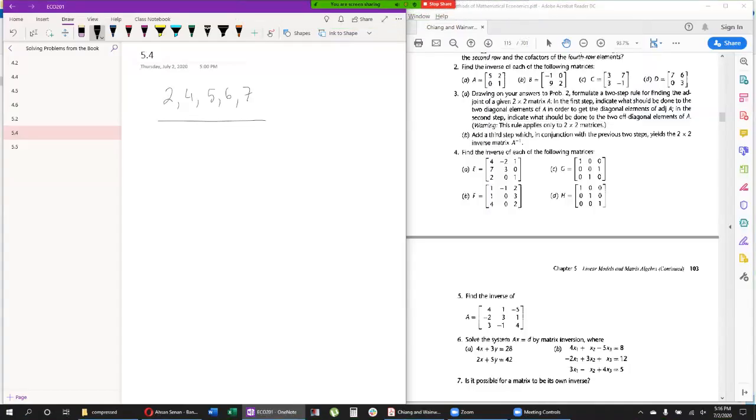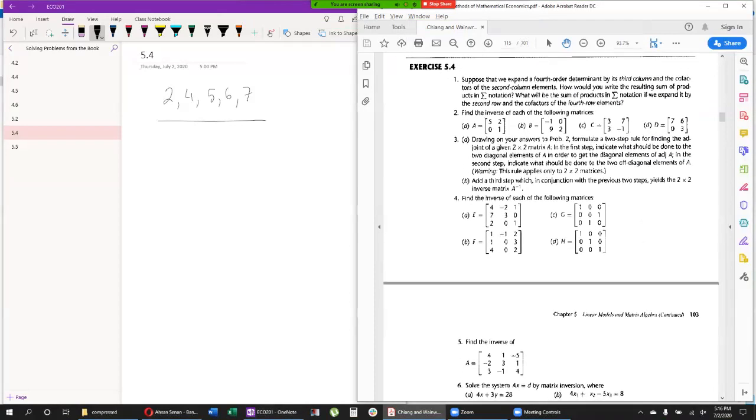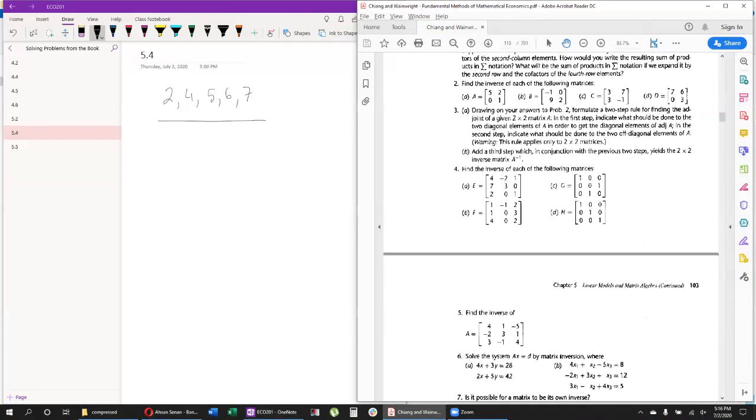So from exercise 5.4, we are going to do number 2, 4, 5, 6, and 7. Now 2 is finding the inverse of a 2 by 2 matrix, and 4 is finding the inverse of a 3 by 3 matrix. So instead of doing a problem from question 2, I'm just going to move to 4 directly. And if you understand 4, you should be able to do number 2 as well.